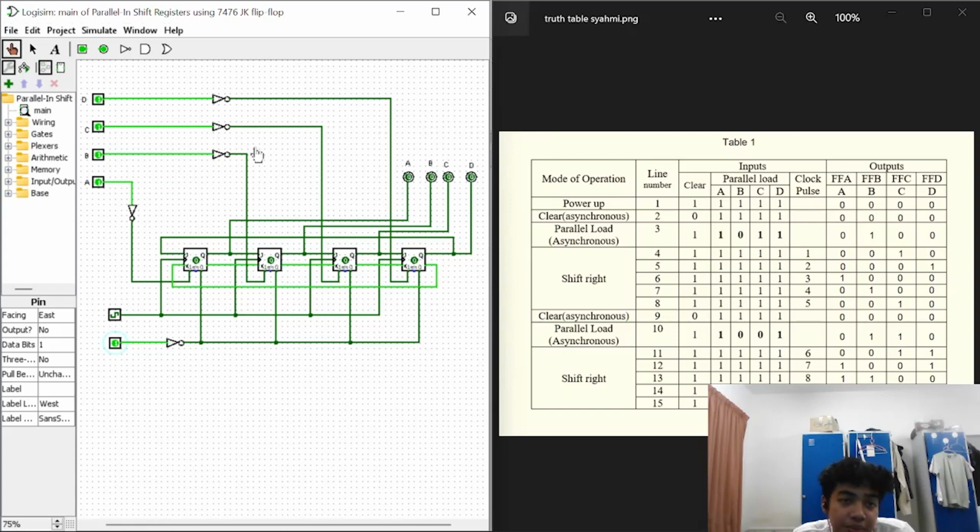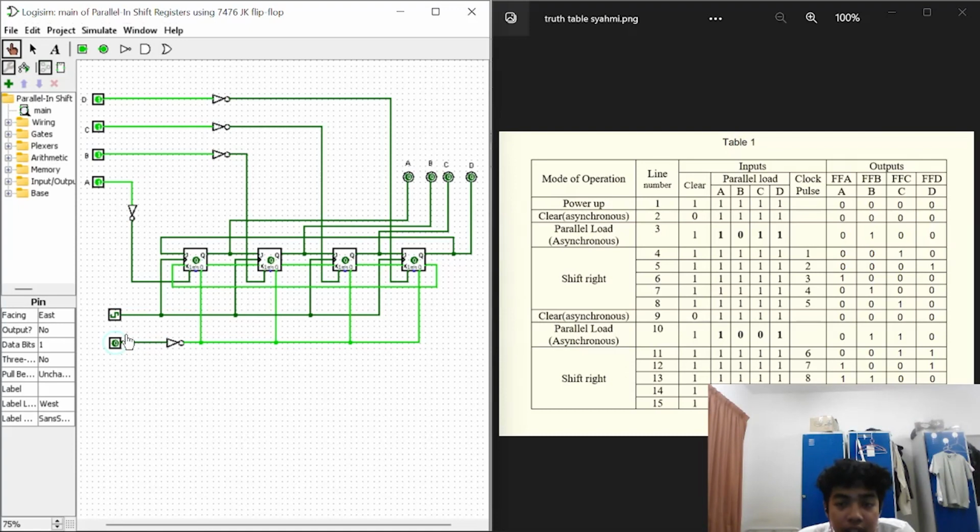I'll be presenting the simulation of a parallel-in shift register using 7476 JK flip-flop. For the first operation, the power up, the output is 1, 1, 1, 1, and the output will then be 0, 0, 0, 0. For the next operation, clear, the output will also be 0, 0, 0, 0.